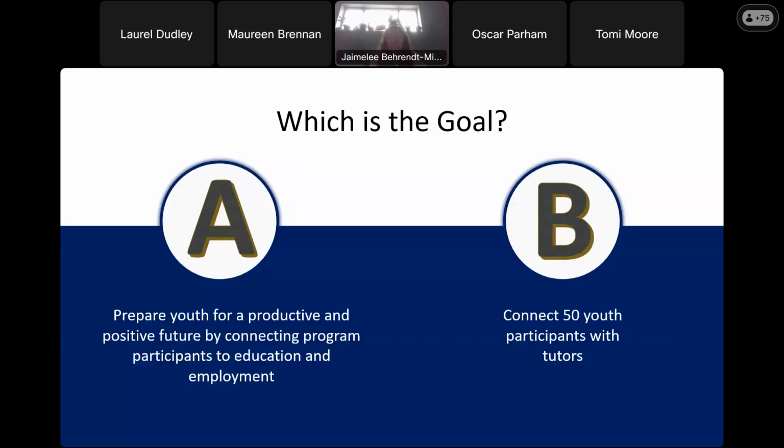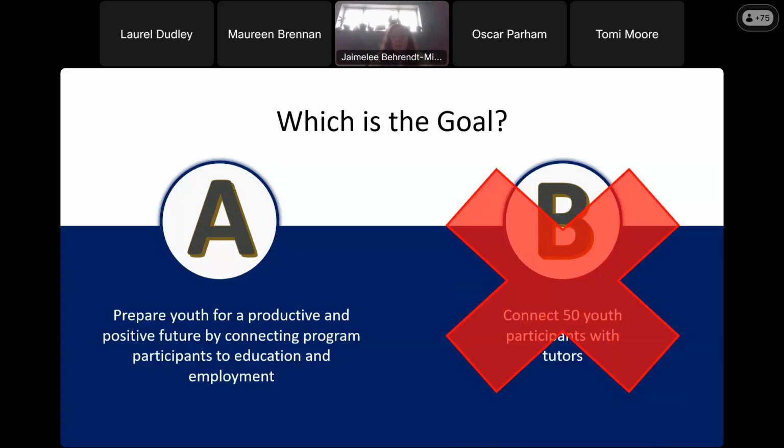So let's think about which is the goal here, right? We have two potential goals up on the screen. The first one is preparing youth for a productive and positive future by connecting program participants to education and employment. And then B is connecting 50 youth participants with tutors. The goal here is going to be A, because tutoring is not the goal, but it's your way to achieve the goal, right? You want to broadly prepare youth for that productive and positive future, and you want to do that by connecting them to education and employment. Connecting 50 youth participants with tutors will come up later as something that you'll be able to measure, but the goal should be a little bit broader than that.